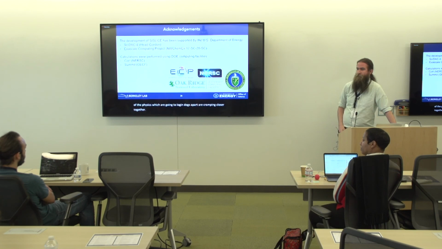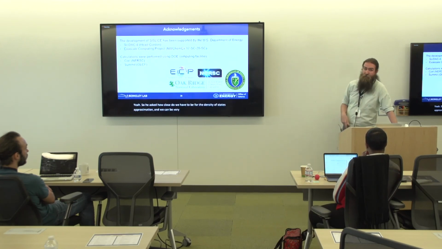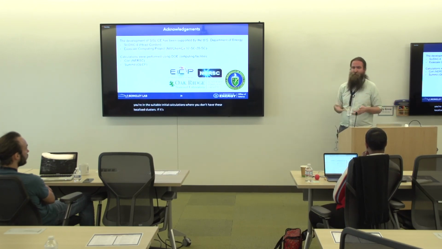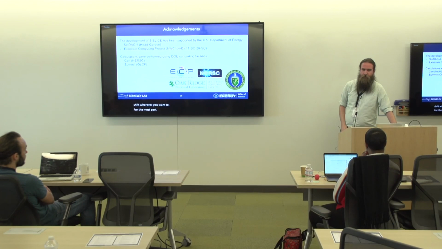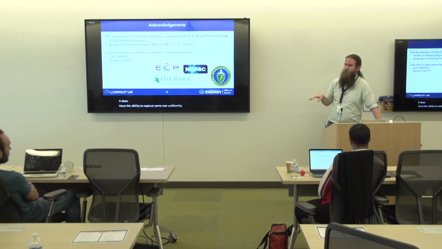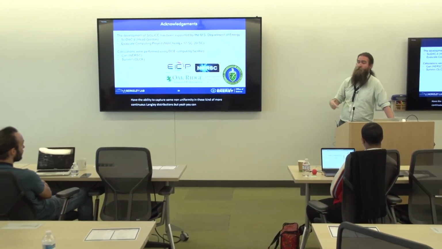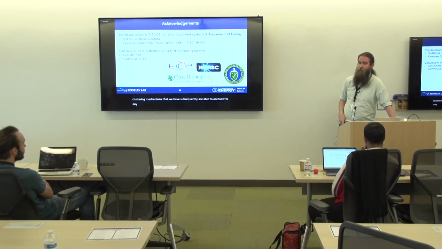How close do you have to end up being with your density of states? And if you gave your approximation with Gaussian, you said it was fairly low. So he asked how close do we have to be for the density of states approximation, and we can be very crude, come to find out. Especially in these pseudopotential calculations where you don't have these localized clusters. If it's essentially a uniform distribution of eigenvalues, you can put shifts wherever you want to, for the most part. It does have the ability to capture some non-uniformity in these more continuous eigenvalue distributions. But yeah, you can be very crude, and then the clustering mechanisms that we have subsequently are able to account for any issues that we had in the initial shift selection.